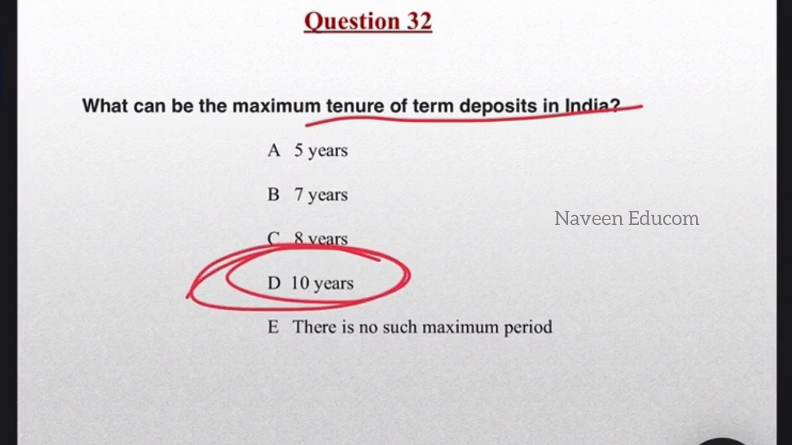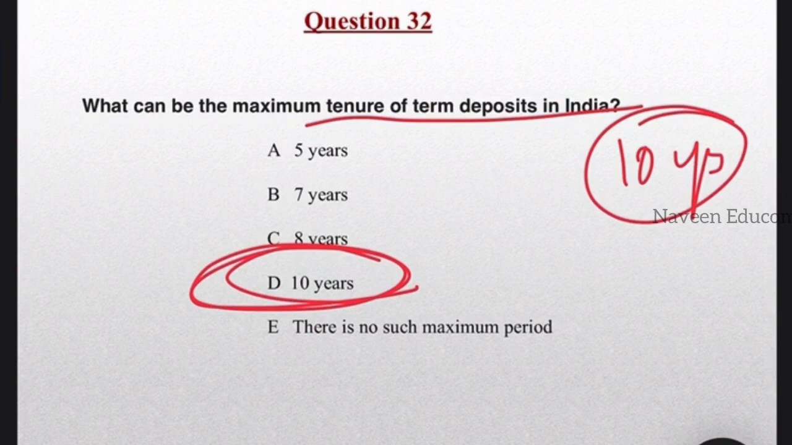So students, what's the answer? Answer is option D, 10 years. So you have to know what term deposits are. Term deposits can be defined as fixed deposits and recurring deposits. Such deposits can be opened for a maximum duration of 10 years. Hope you are getting it.